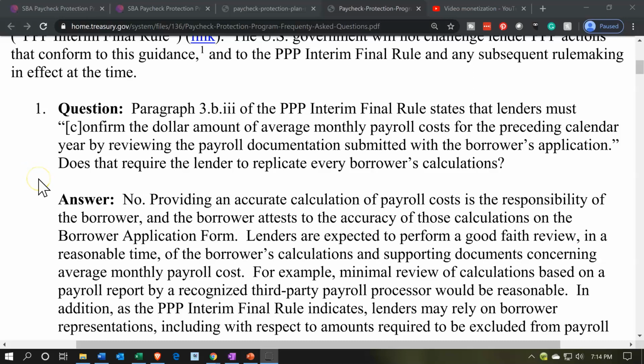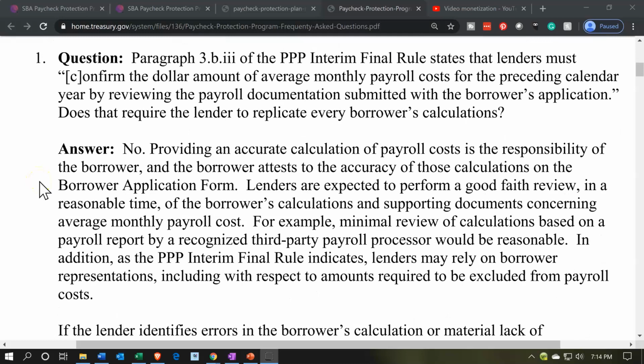So answer here, no. That means they're not going to reconstruct basically every calculation that's involved in the loan amount. That would be a tedious task in many cases. So answer no, providing an accurate calculation of payroll costs is the responsibility of the borrower, and the borrower attests to the accuracy of those calculations on the borrower application form.